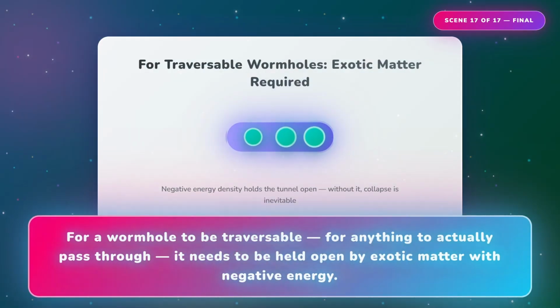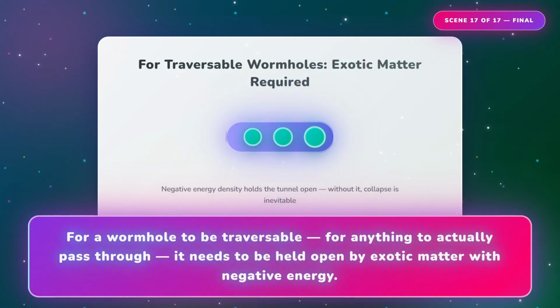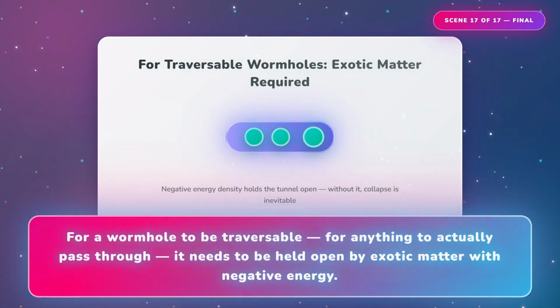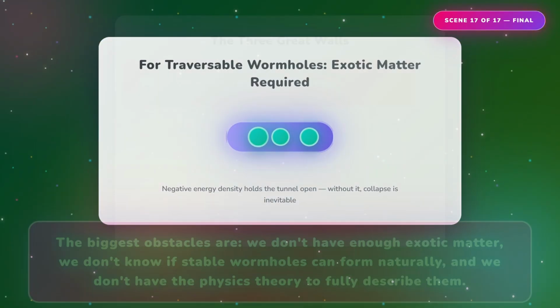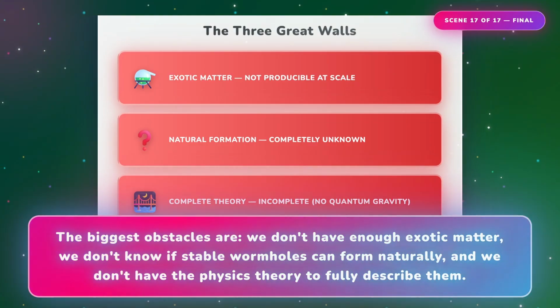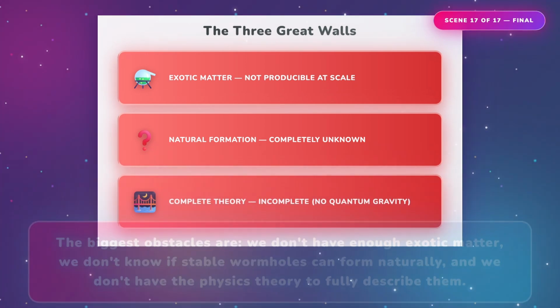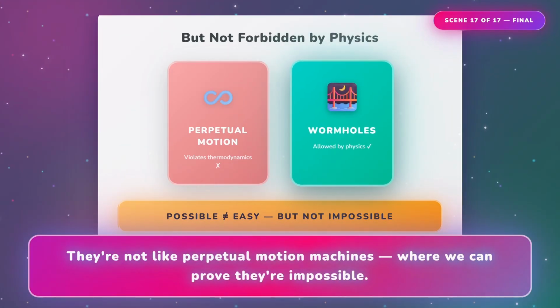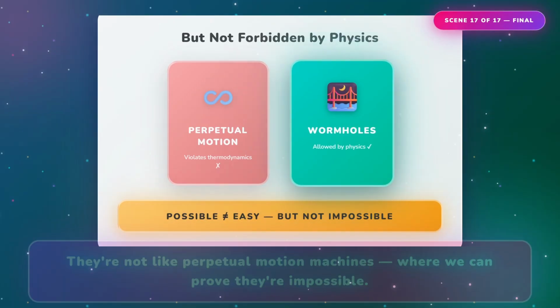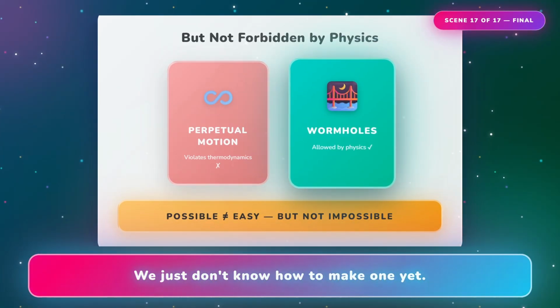For a wormhole to be traversable, for anything to actually pass through, it needs to be held open by exotic matter with negative energy. The biggest obstacles are, we don't have enough exotic matter, we don't know if stable wormholes can form naturally, and we don't have the physics theory to fully describe them. But wormholes are not forbidden. They're not like perpetual motion machines, where we can prove they're impossible. We just don't know how to make one yet.